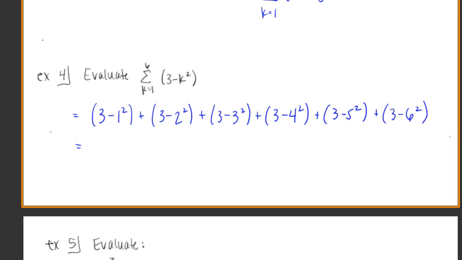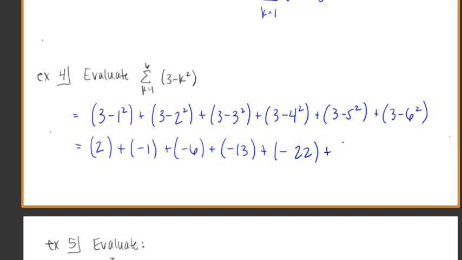So simplifying this up, we'll have 2 plus negative 1 plus, let's see, 3 minus 9, so negative 6, plus negative 13, plus negative 22, and last but not least, negative 33. And then by the time we combine this all together, we'll get our summation to equal negative 73. And there's your answer.